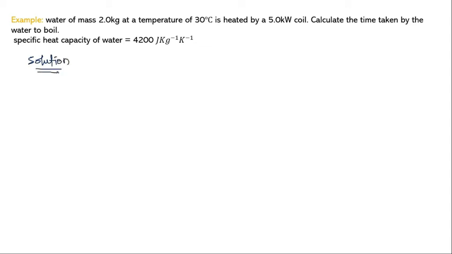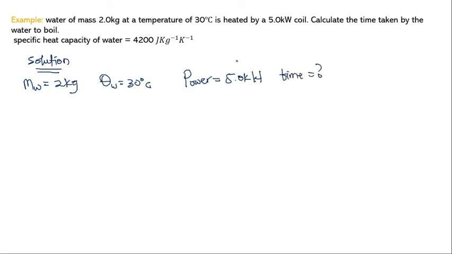So first of all, let's look at the parameters that we have. So we have water of mass, so it means the mass of water is what? 2 kilograms. So the initial temperature of water is what? 30 degrees Celsius. And it's being heated by 5 kilowatt coil, so that is the power of the coil. So the power is what? 5.0 kilowatts. Alright, so we have to calculate the time taken. So the time is unknown, taken by the water to boil. So we have specific heat capacity of water, CW, to be what? 4,200 joules per kilogram per Kelvin.